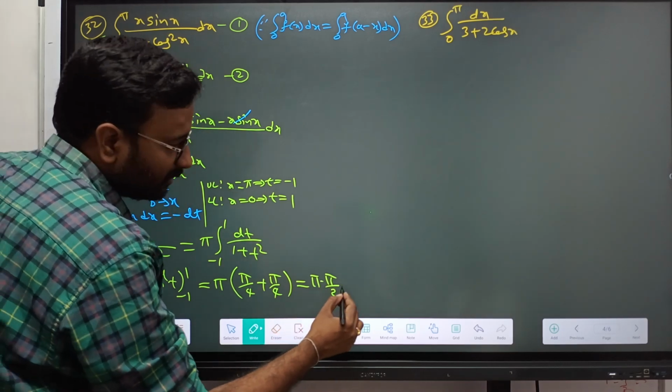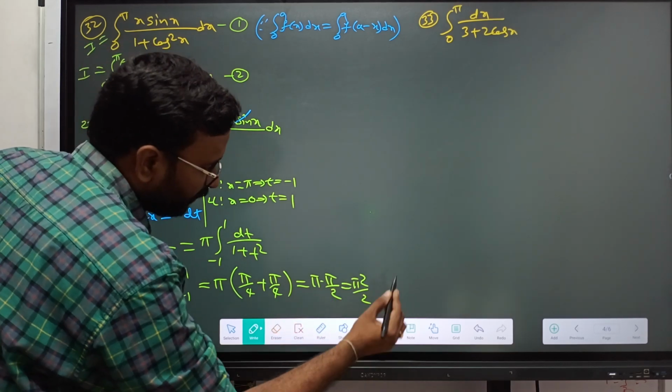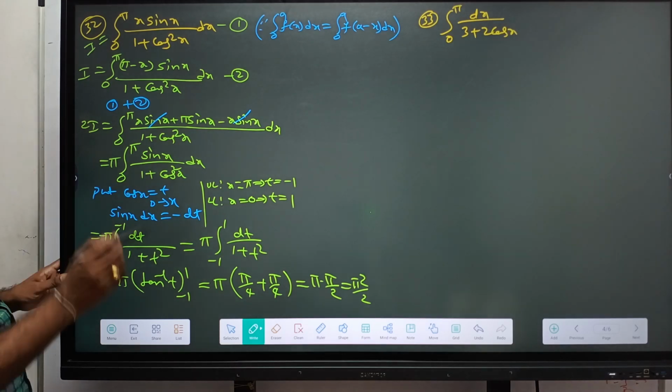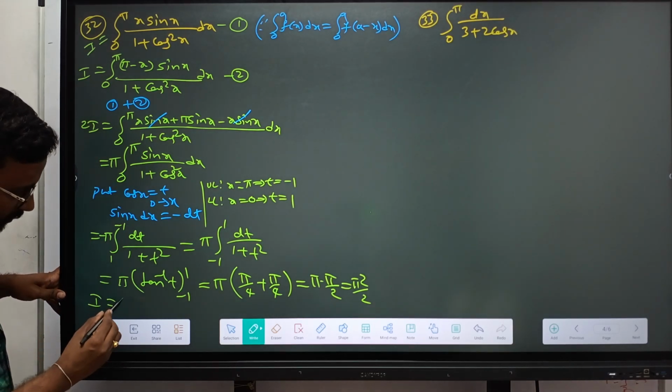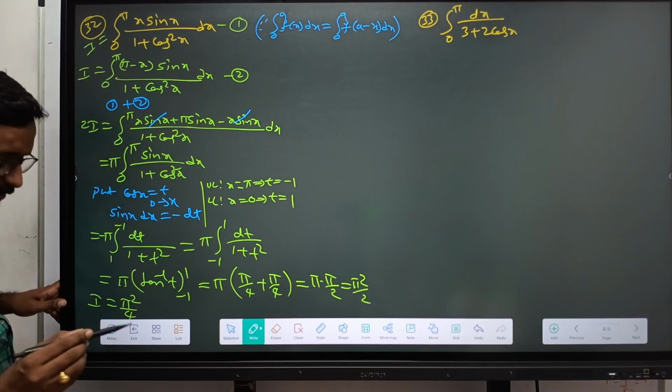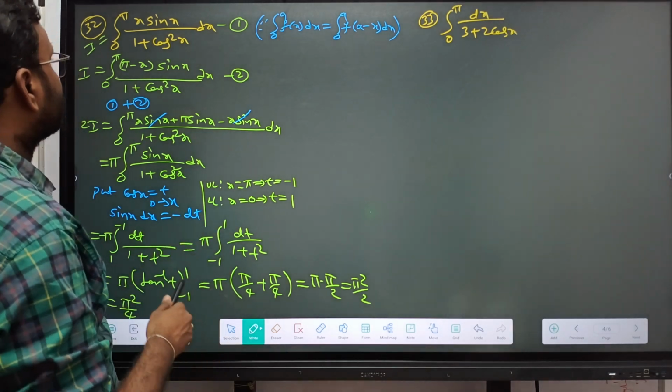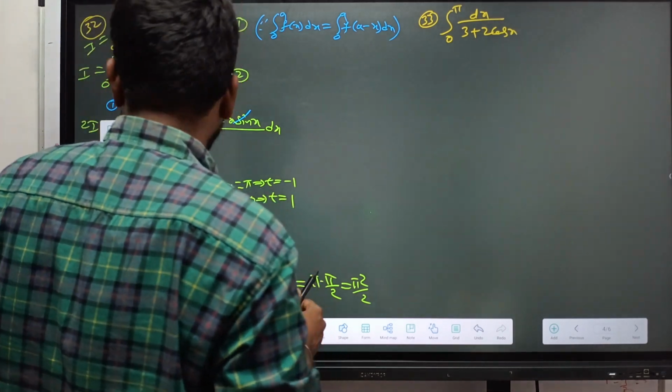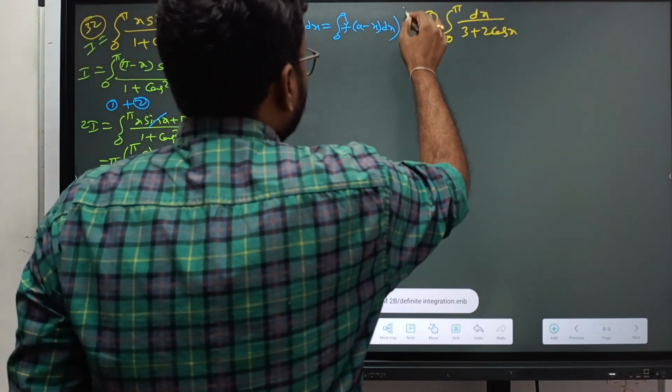So, this is pi square by 2. This is what? 2I is equal to this. Then I is equal to what? Pi square by 4. Understand? Next, again same property.